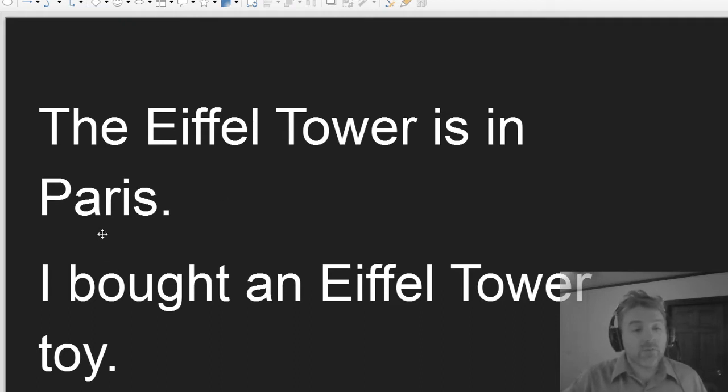In the first sentence, the reason that we use "the" is simply due to the fact that it is the specific Eiffel Tower, the one in Paris, the only one that we know of. And in the second sentence, we're using "an" because it could be any Eiffel Tower toy. It is not a specific toy.